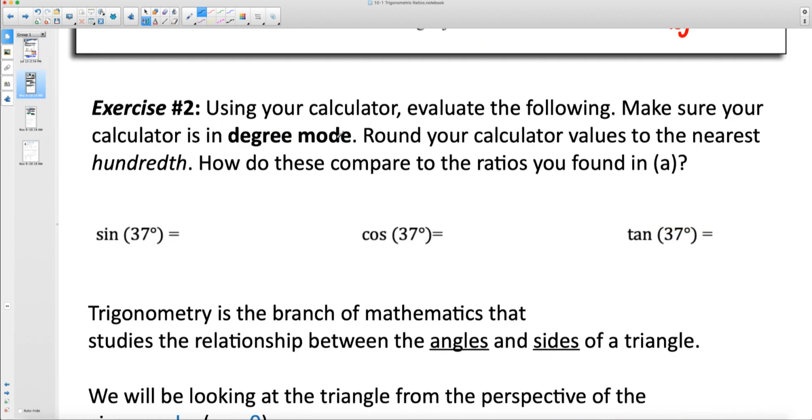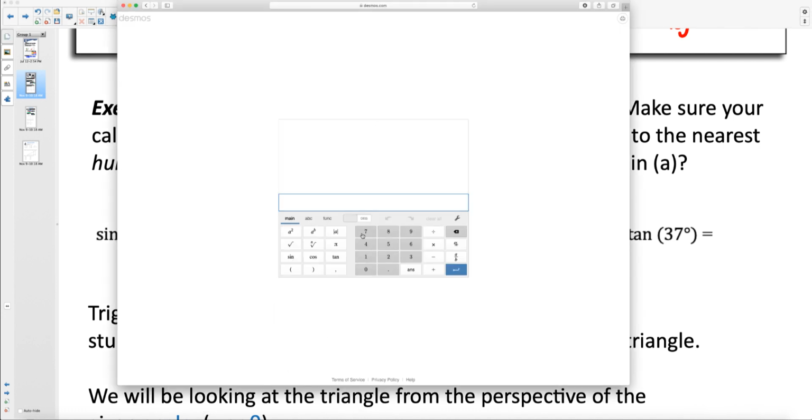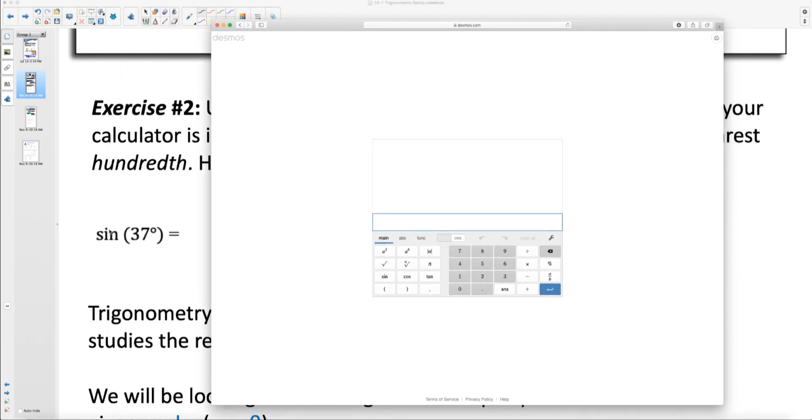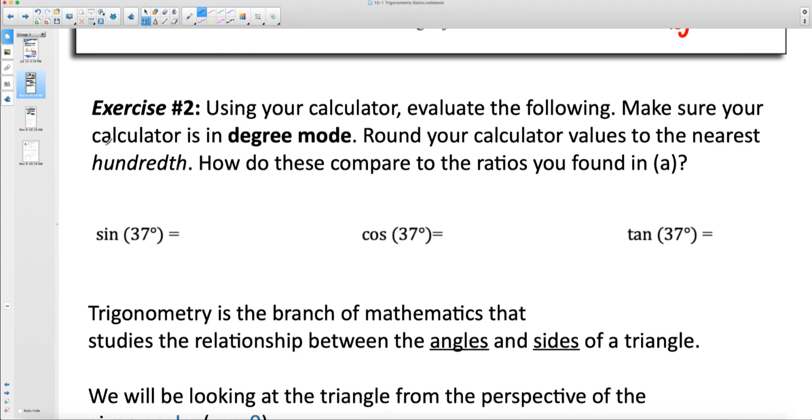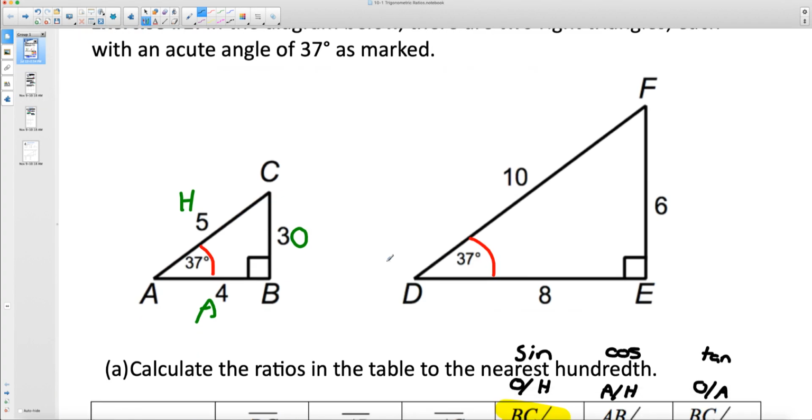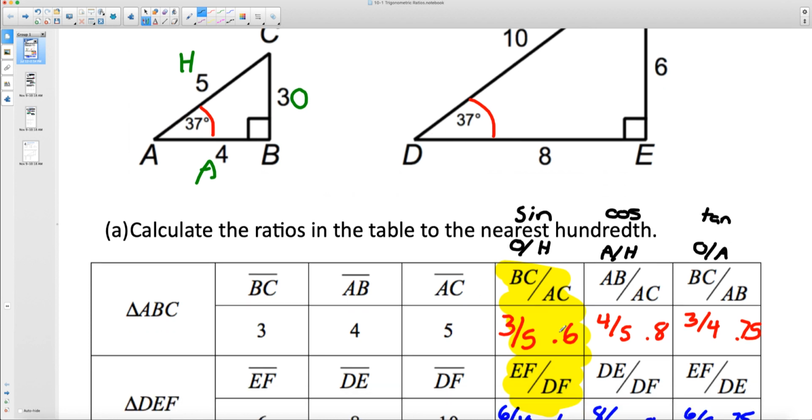The calculator will actually calculate the ratios for you. You just want to make sure you're in degree mode on your calculator. If we want to calculate the sine ratio of a 37-degree angle, we don't need to know how big the triangle is, because any 37-degree angle in a triangle will always have the same opposite over hypotenuse ratio. So sine of 37 degrees is about 0.6, which is what we found over here. We found the sine ratio was 0.6.